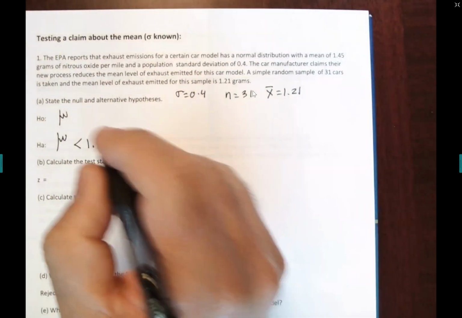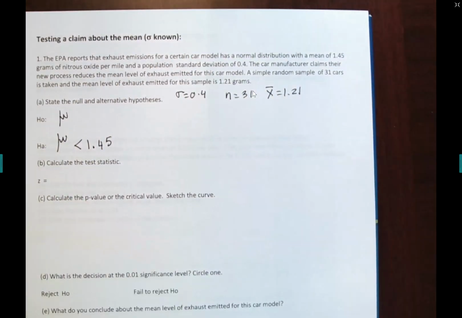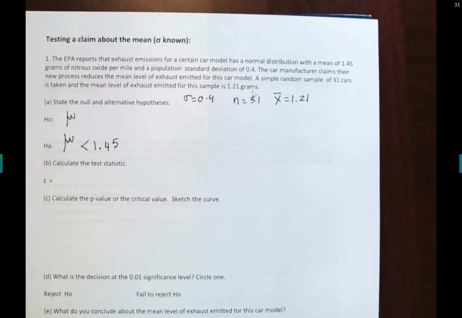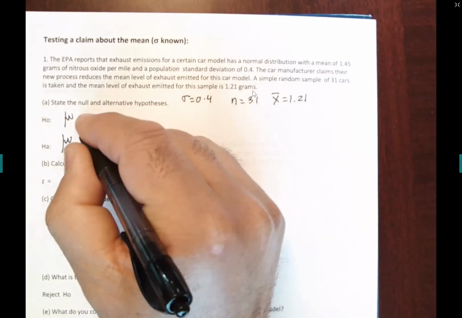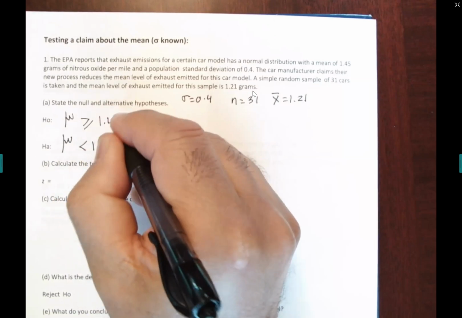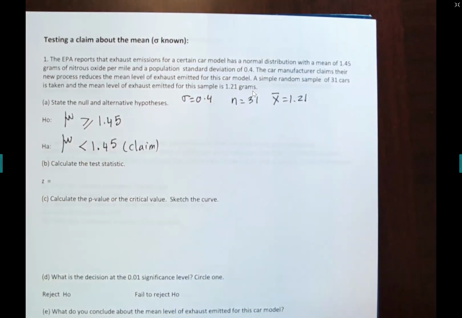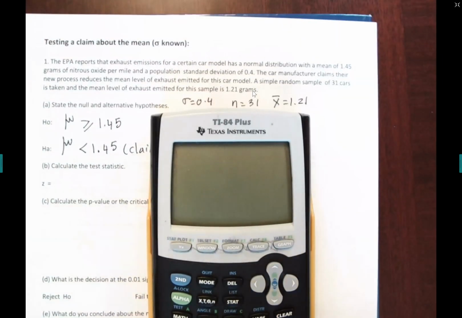So just get used to it, guys. It's not going to be like x plus x equals x in this chapter. It's going to give you the problem and expect you to read between the words and the lines to figure out what the claim is. So this is the claim. And now we know the null hypothesis has to be the total opposite, which is 1.45. Okay, I'm ready to use the z-test. Once you figure out the null and the alternative, just go to your calculator and start using the z-test.